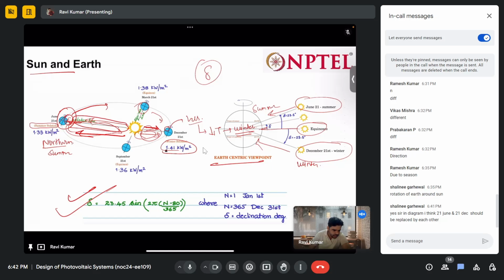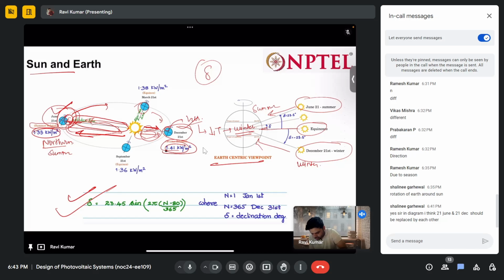Sir, in the diagram I think 21 December should be replaced by each other. No, see, these calculations might be wrong, but this is absolutely right. Because sir, we see that in summer season the generation is high with respect to winter season. Everything is correct here. Let me tell you.